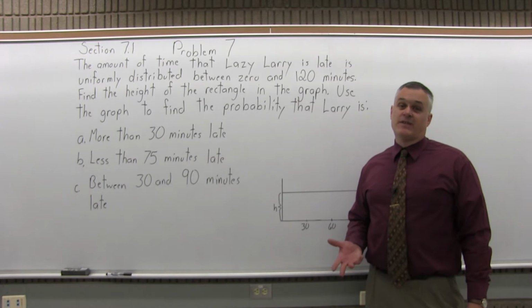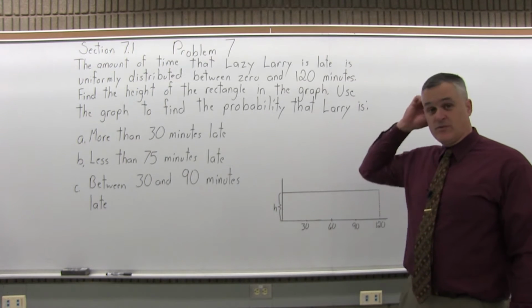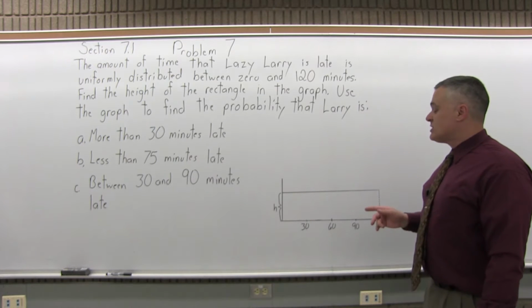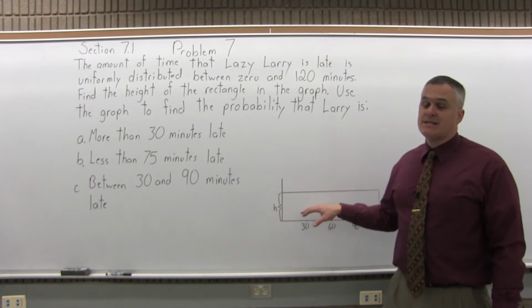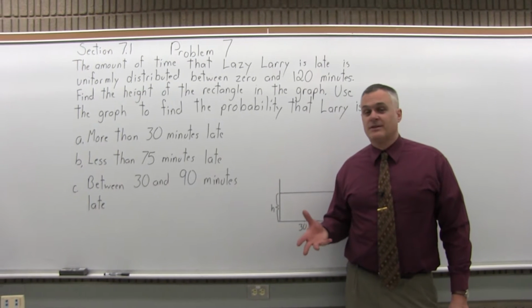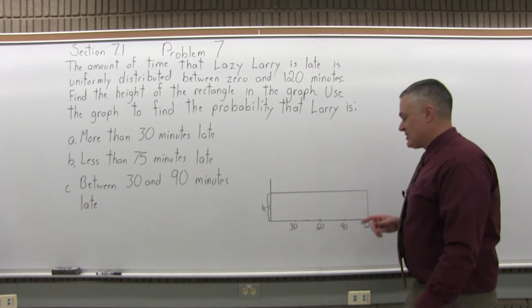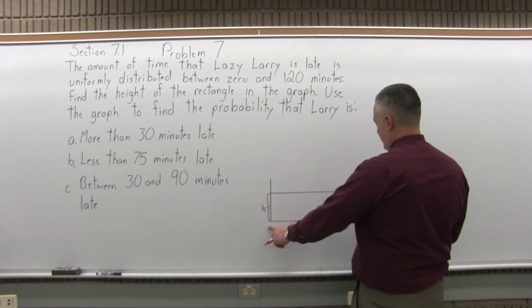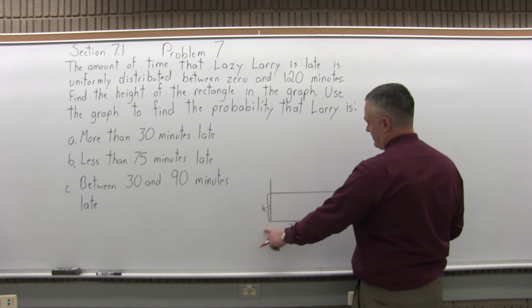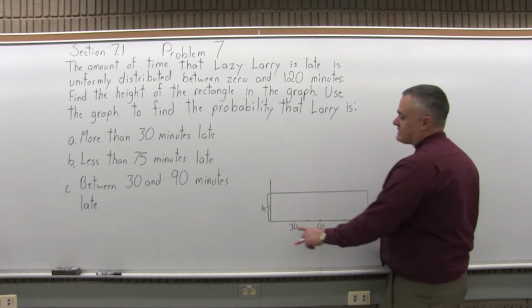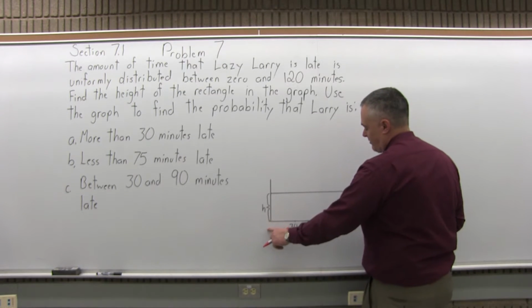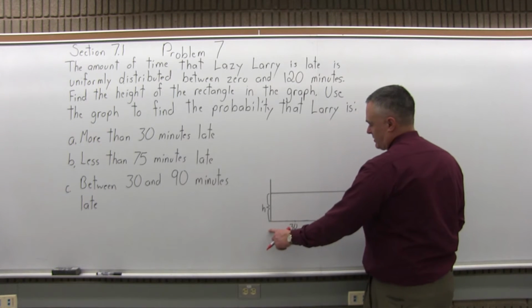So first we have to find the height of the rectangle before we can even try parts A, B, and C. So the rectangle has to have a total area of 1. That's the key to finding the height. So the base goes from 0 to 120. That's a base of 120. It's not always the endpoint. It's the endpoint when you start at 0. But you want the length of the base, so it is 120.